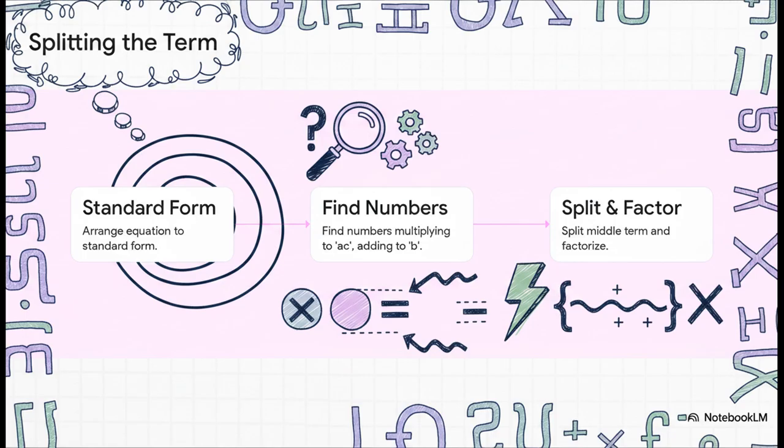Step 1, as we just learned, is to arrange your equation in standard form. Step 2 is where the puzzle comes in. You need to find two specific numbers. These two numbers have to multiply together to give you the product of a and c, and they must add together to give you b. Once you find those two magic numbers, step 3 is super simple. You just break apart or split that middle bx term using those numbers, group your terms together, and factorize.